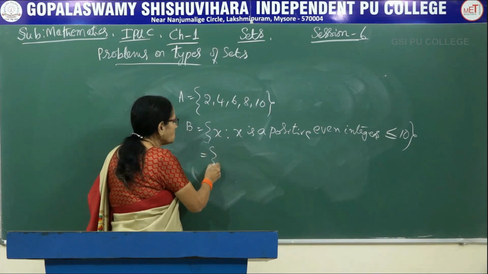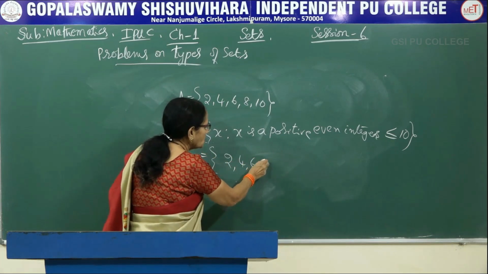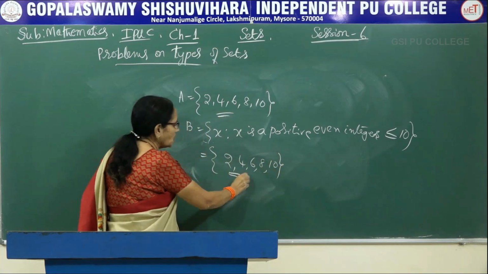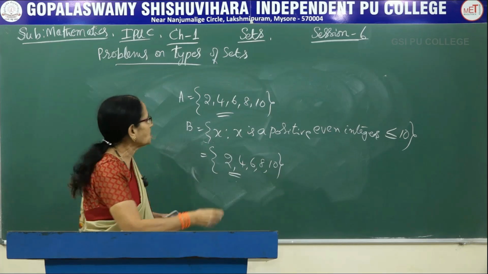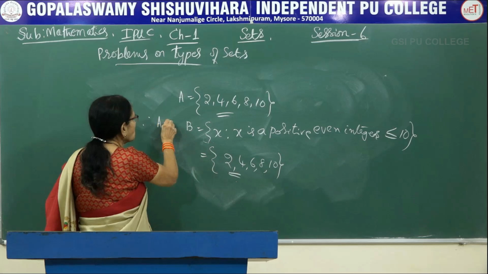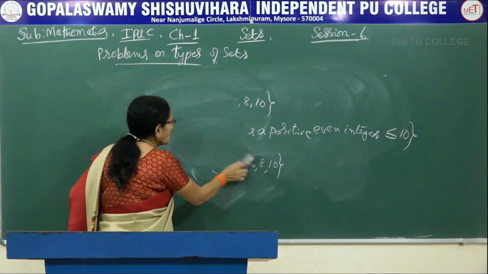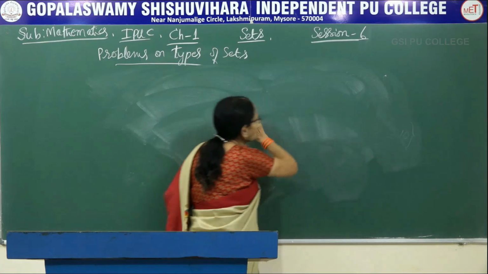So what are the elements here? First one is 2, second is 4, third 6, 8 and 10. You observe A and B, both of them are having the same elements here. So what is our conclusion? Therefore, A is equal to B. That means that A and B are equal sets here, or A is equal to B.